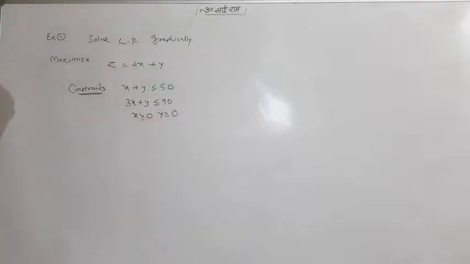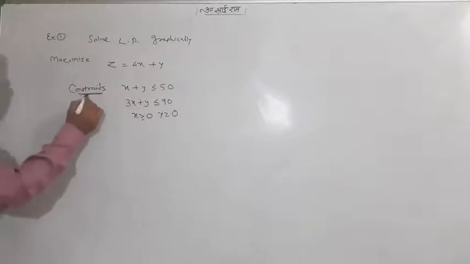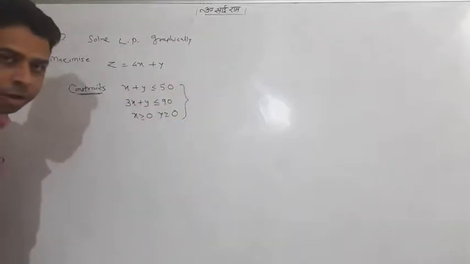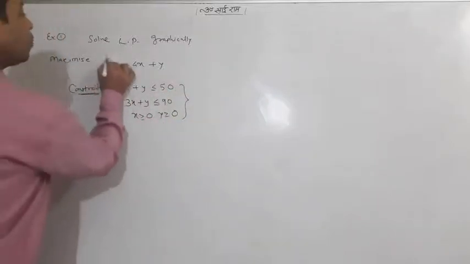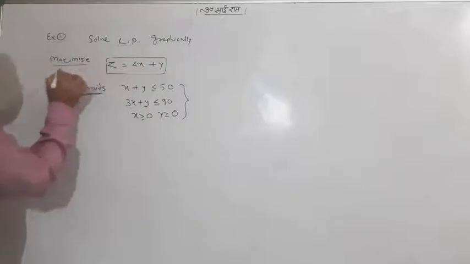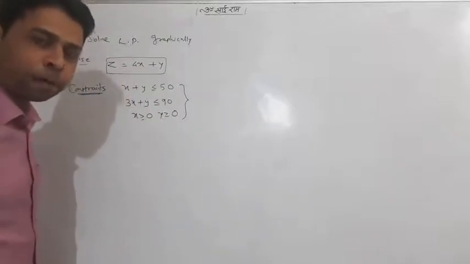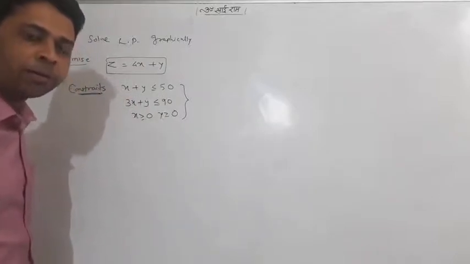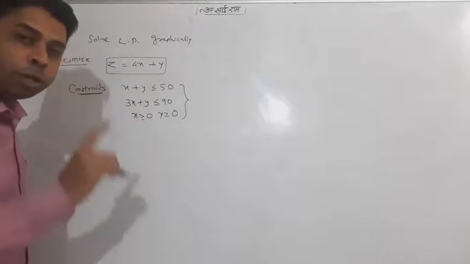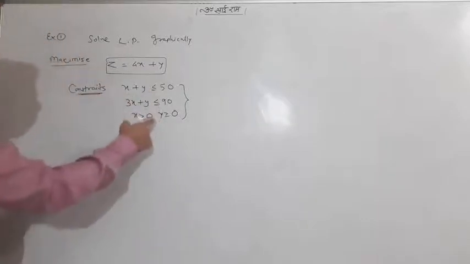This is the thing. Now student, again I tell you one thing: the constraints, meaning inequalities, are with you. This is an objective function whose maximum value you have to find out. Now a question may be rising in your mind: how can we find its maximum value? It will be told later. But first of all, we will draw the graph.